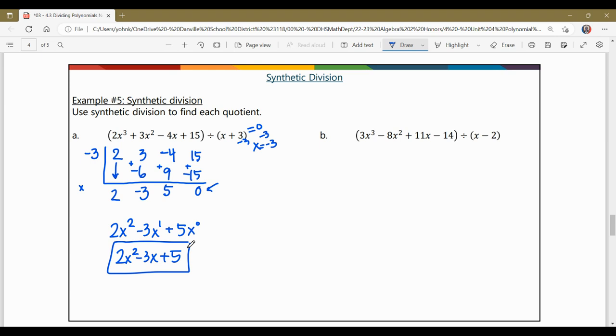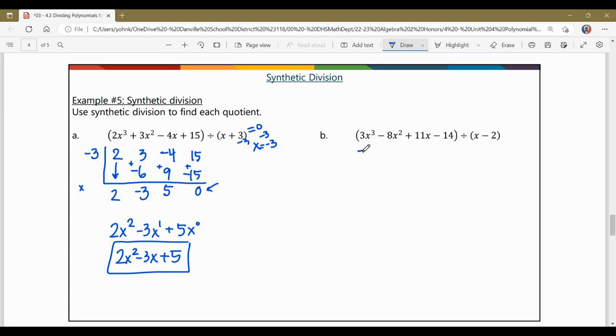So if I were in fact to multiply 2x squared minus 3x plus 5, multiply that by x plus 3, I would get this original polynomial back again. All right, let's do another one.